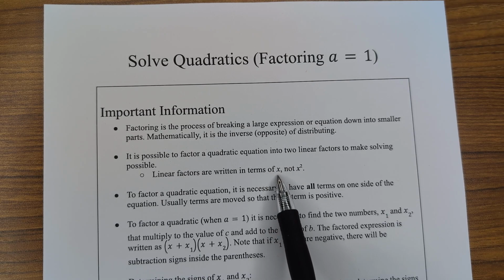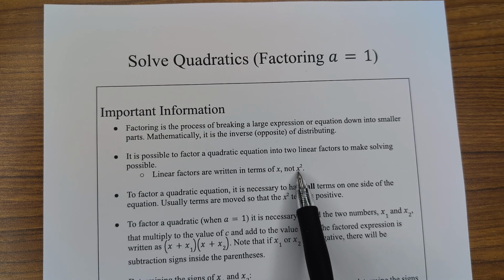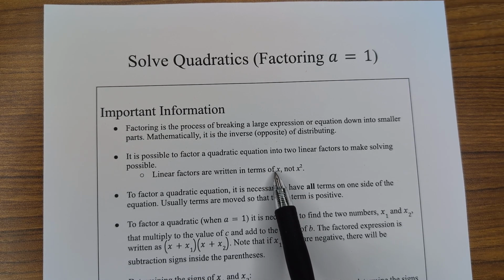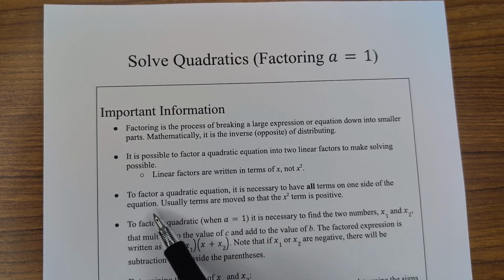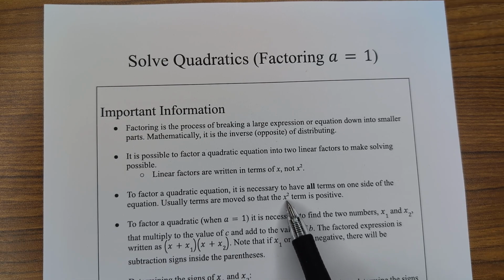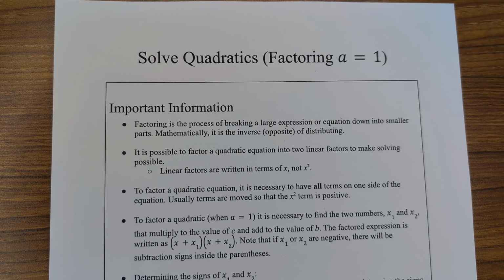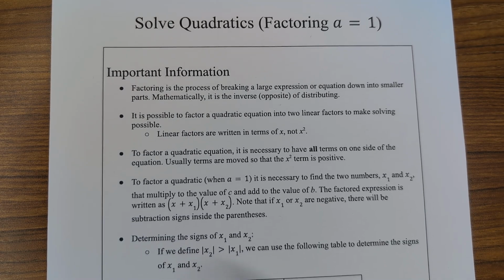So linear just means they have regular x's, not x squareds anymore. If you graphed a linear factor, it would graph a line, so linear. You have all the terms on one side of the equation. Usually we do this so the x squared term is positive just because it makes the math easier in the end, but if you want to leave things where x squared is negative, it is doable.